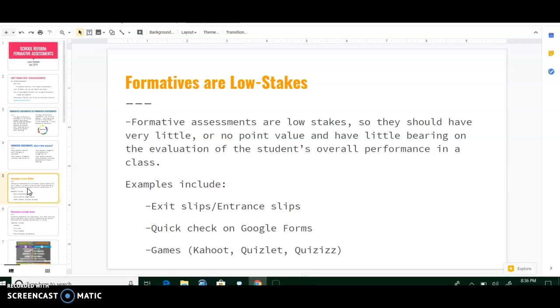Some more examples would include an exit slip or an entrance slip that you could ask students about what they learned the day before, a quick check on Google Forms, or a variety of games that are available to teachers and students now.